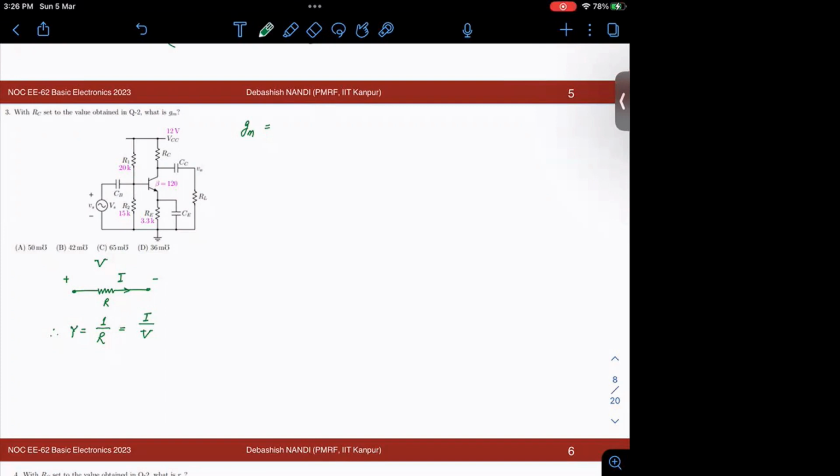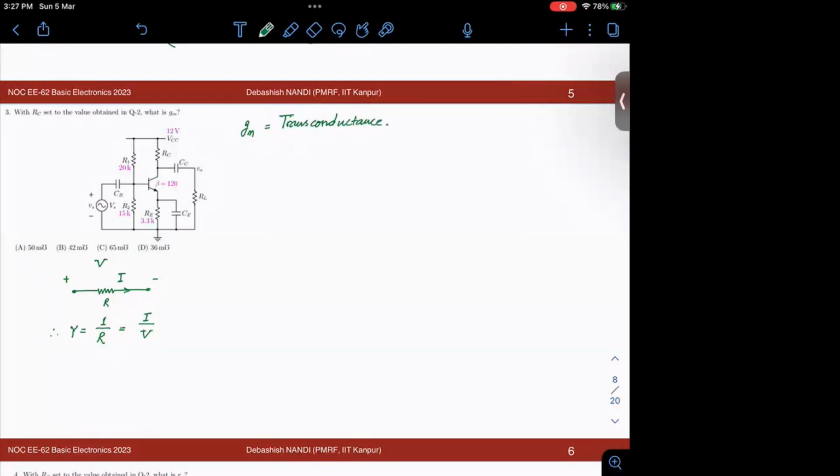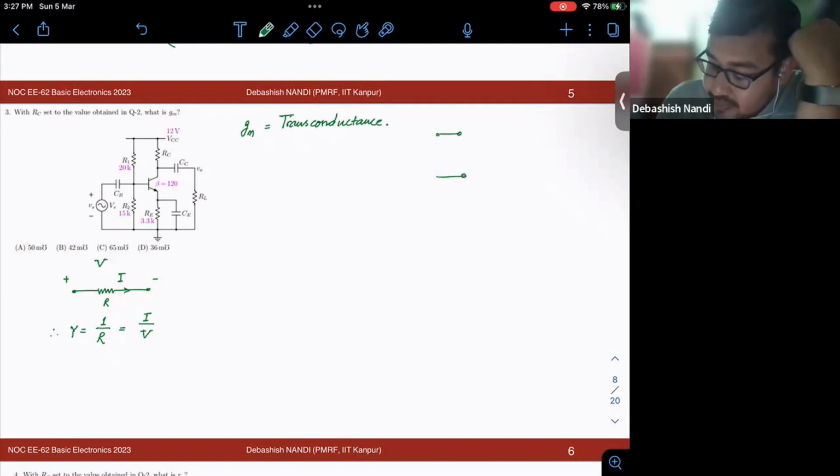Yes, sir. So this is conductance, right? But GM is generally called transconductance. Have you come across this term earlier? Transconductance means, suppose you have voltage.